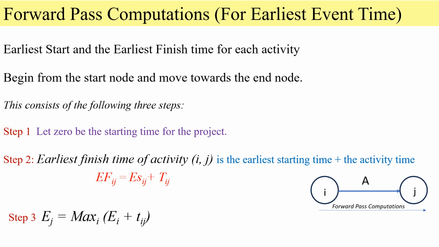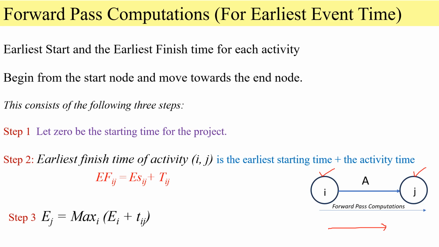Next we see the forward pass computations. This method is used to determine the earliest event time. In this method, we begin from the start node and move towards the end nodes, which means we move from left to right, from the starting event to the ending events. This method consists of three steps.